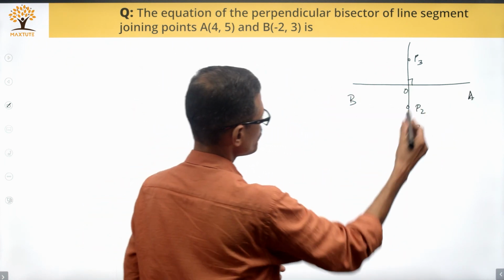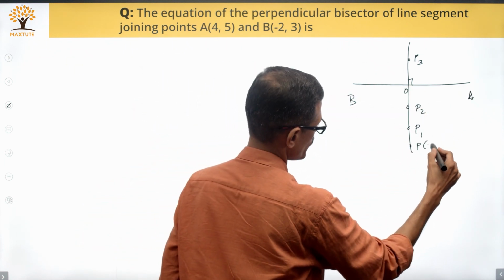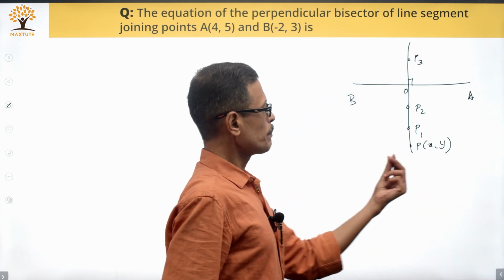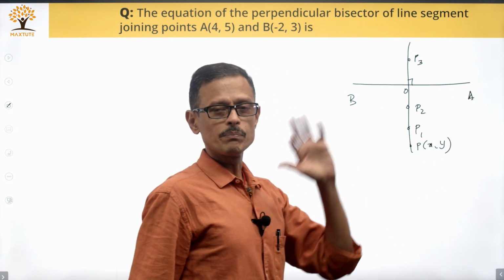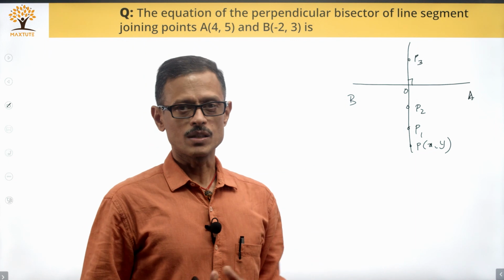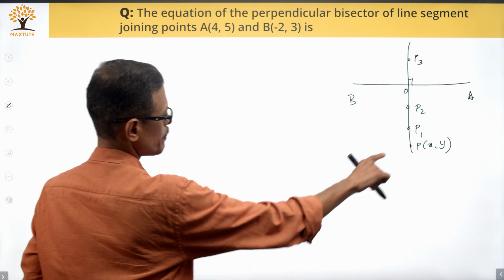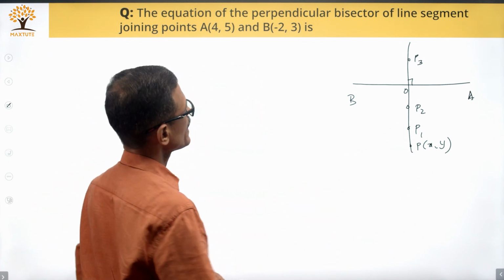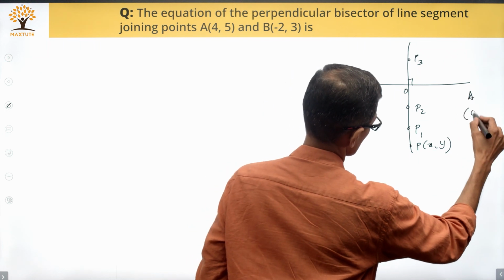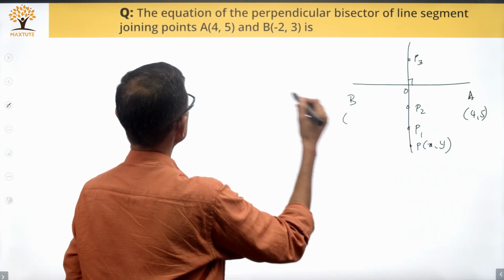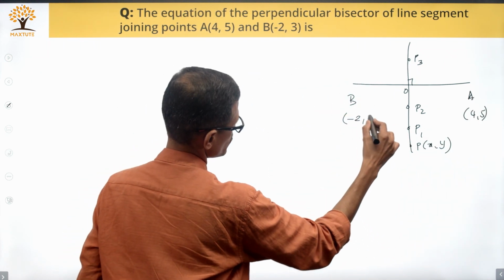So let's pick some point P whose coordinates are going to be x comma y. So PA will be equal to PB. That's an essential concept to solve this question. So I'm going to pick a point P whose coordinates are x comma y. Coordinates of A are known to us, which is 4 comma 5. Coordinates of B are known to us, which is minus 2 comma 3.